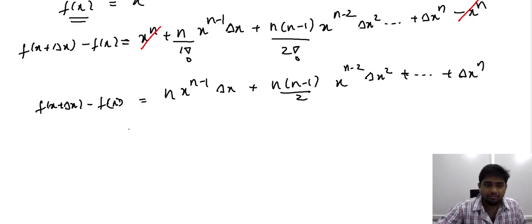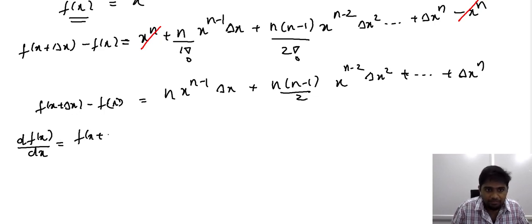Now when you want to approximate the entire derivative, that is d of f of x with respect to d of x, all we need to do to the numerator is divide it by delta x.